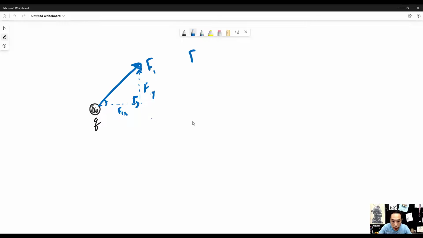If we know F1 is k Q q over a squared, that must mean that F1Y, the vertical component, we have to use our sines and cosines. So I take a look at this angle there, and I take a look at F1Y. This vertical component is opposite of this angle. It's not touching it. If it's opposite, I have to use the sine function. So F1Y will simply be k Q q over a squared times sine of theta.